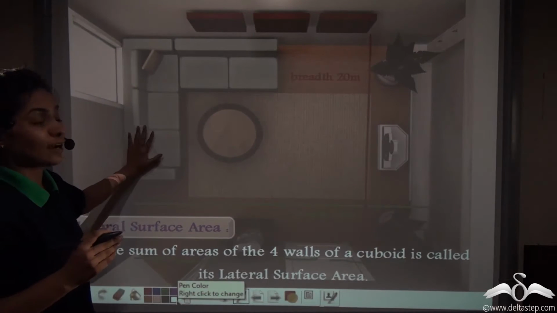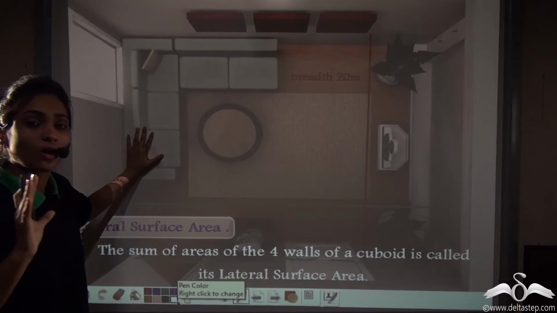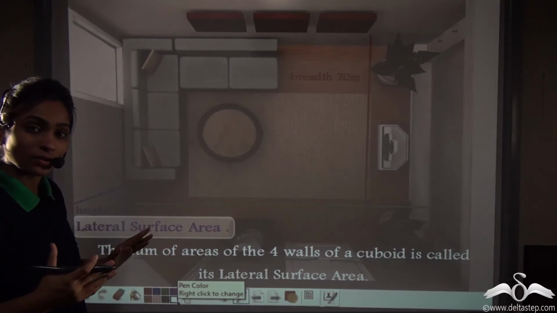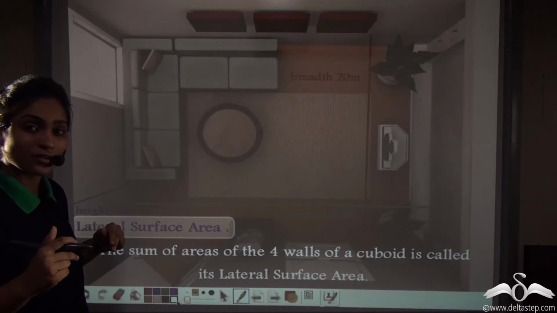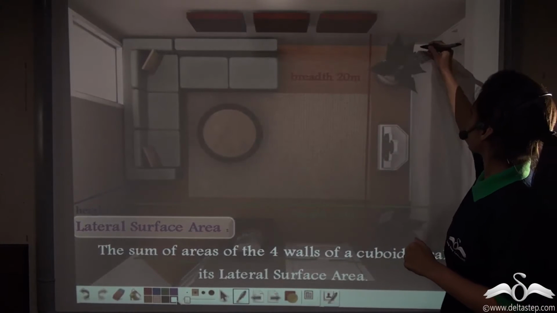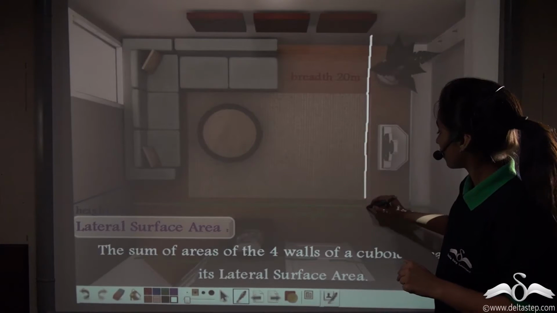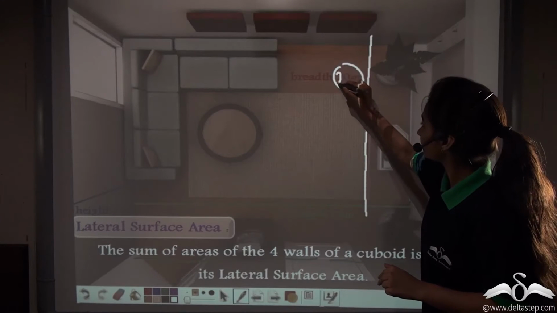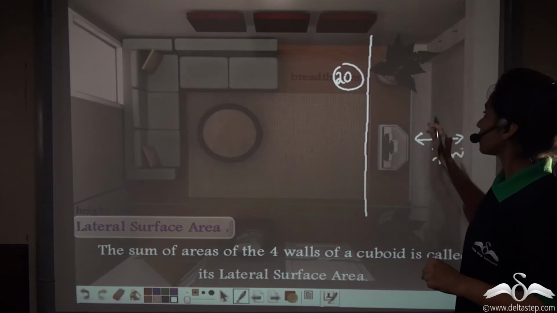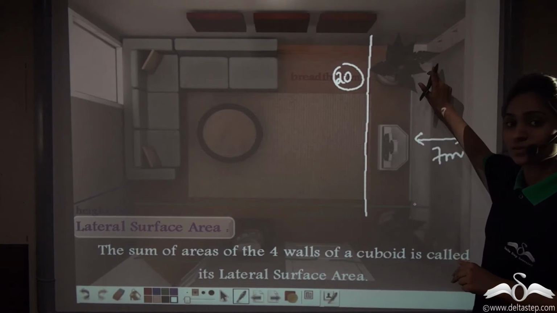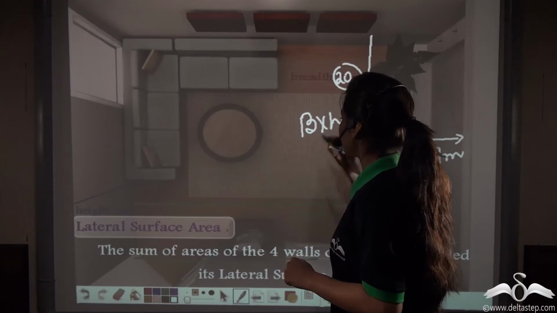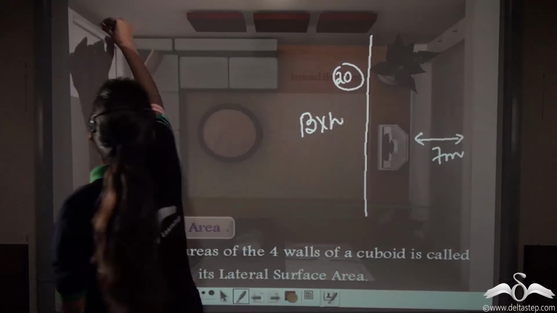Now for calculating the lateral surface area or any normal area of a side, what do you do? You multiply the length and breadth, or the 2 dimensions of that surface. So suppose for this wall, we have this breadth which is 20 meters and we know the height, that is 7 meters. So to find out the area of this surface, what we will do? We'll do breadth into height. Now what about this surface?